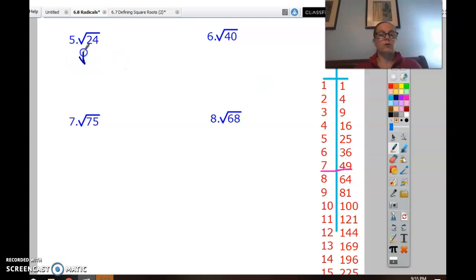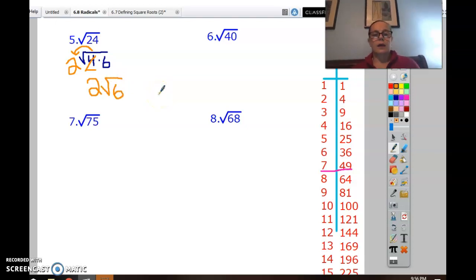So I know 4 times 6 gives me 24. Like we talked about, we can take the square root of 4, and the square root of 4 is 2. And like we talked about in the last example, we can't break down 6 anymore. So our final answer is 2 radical 6.